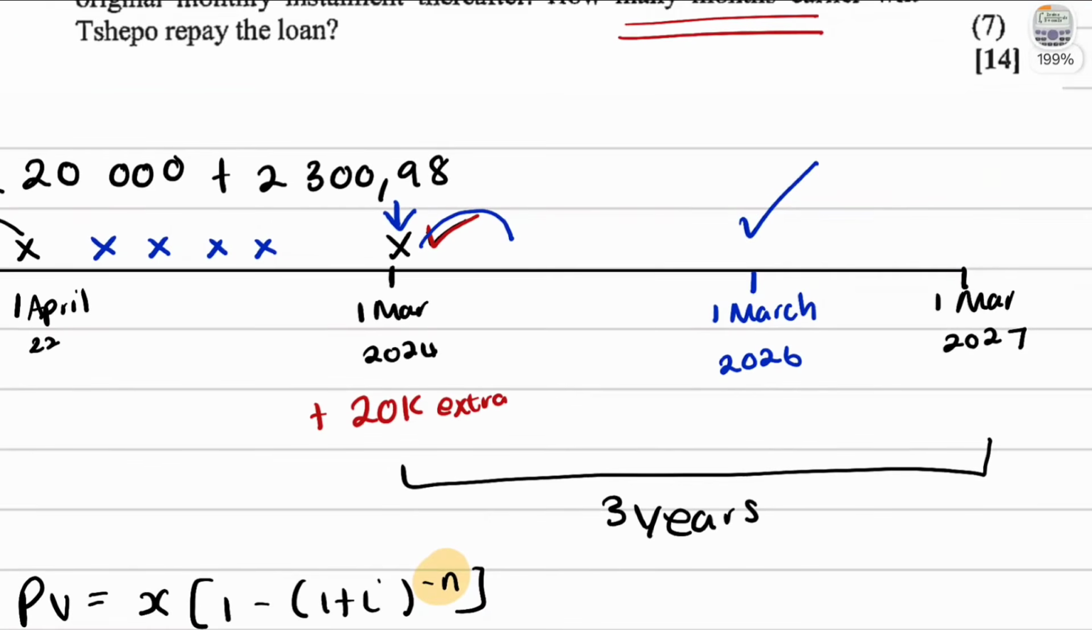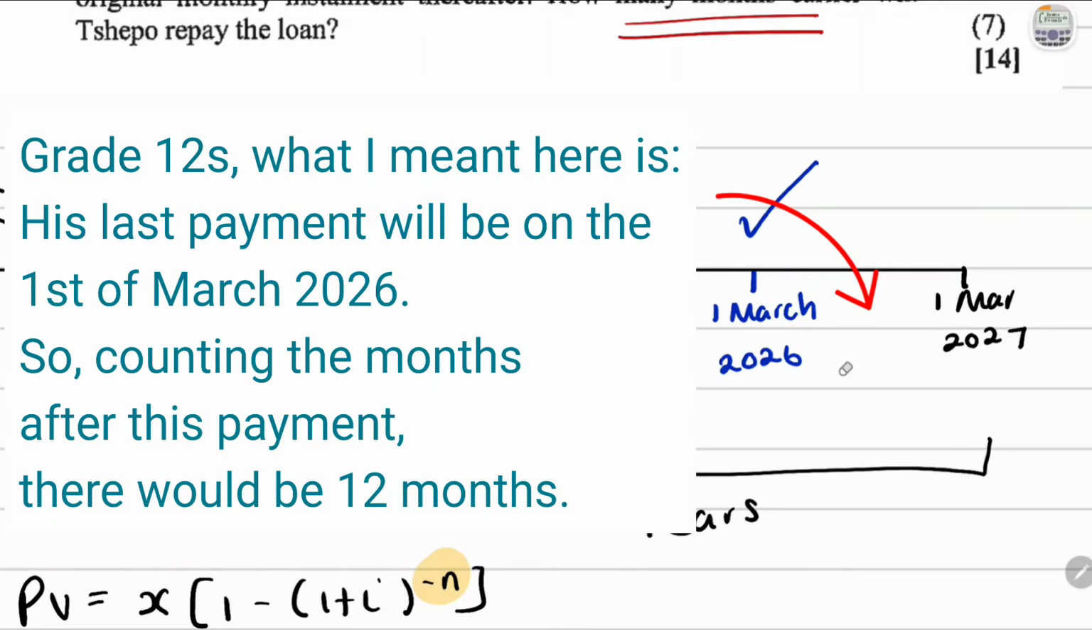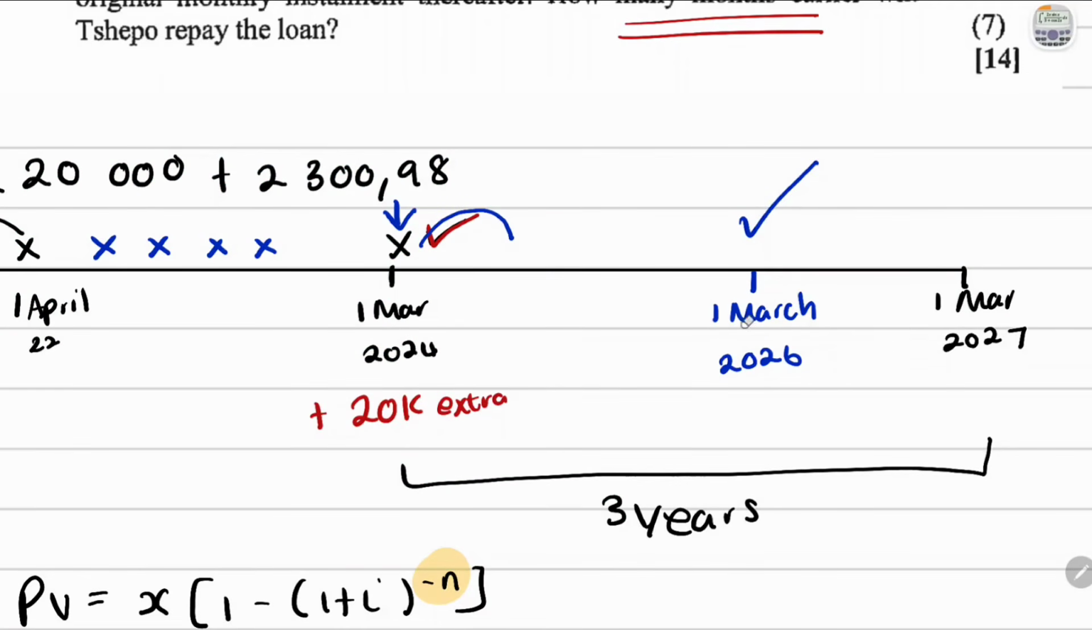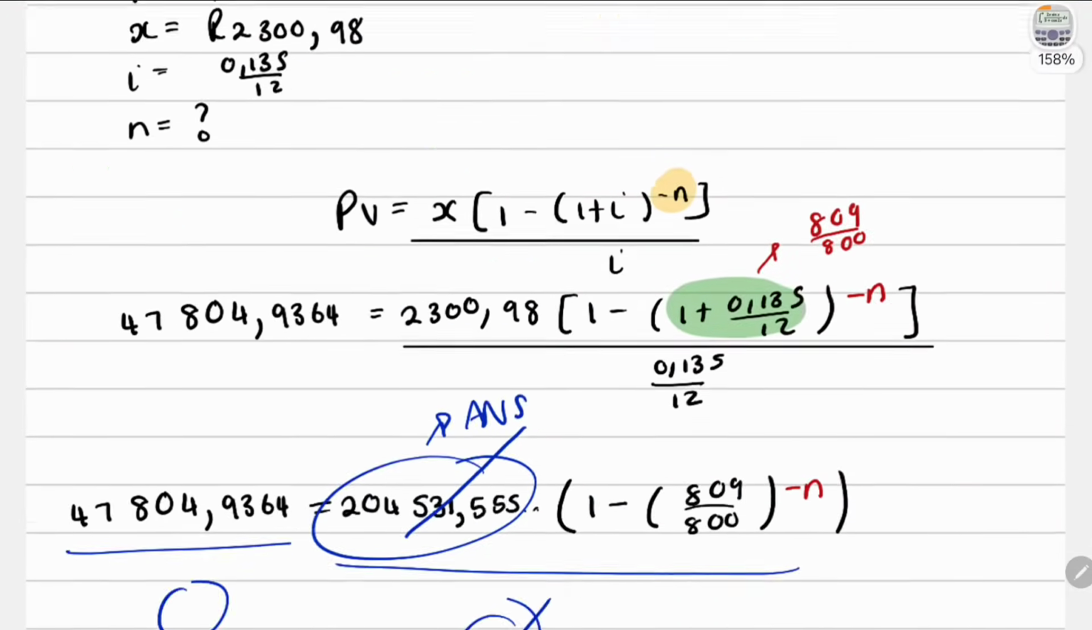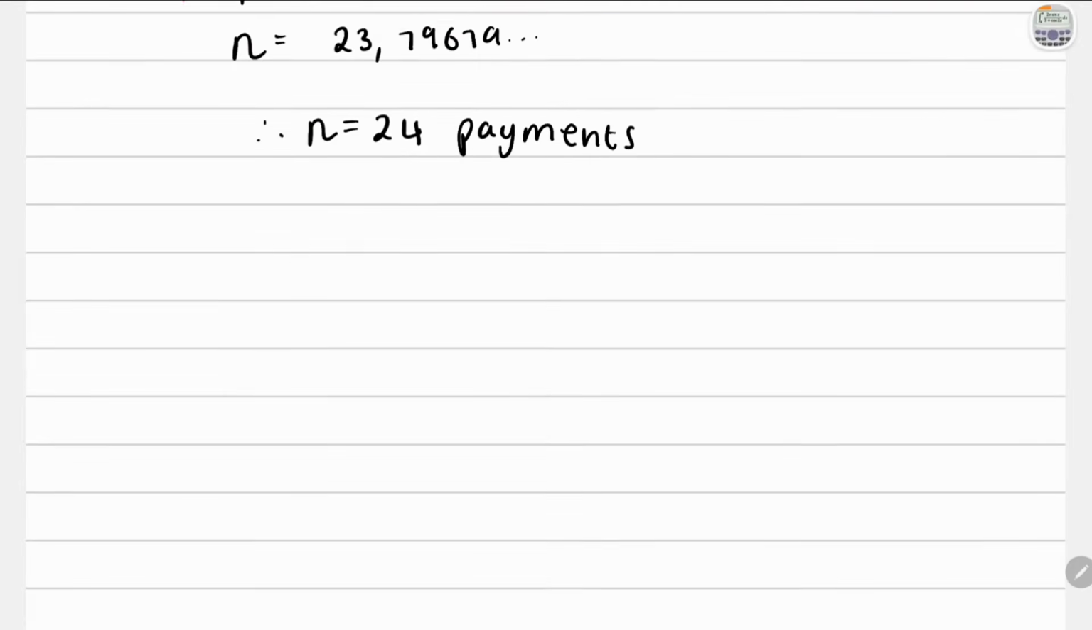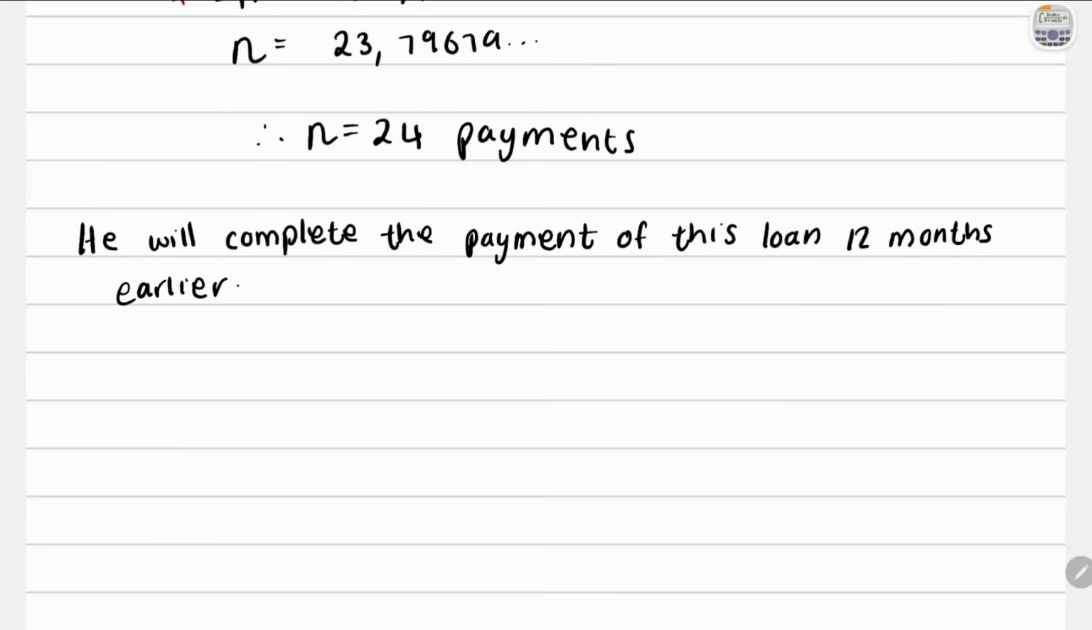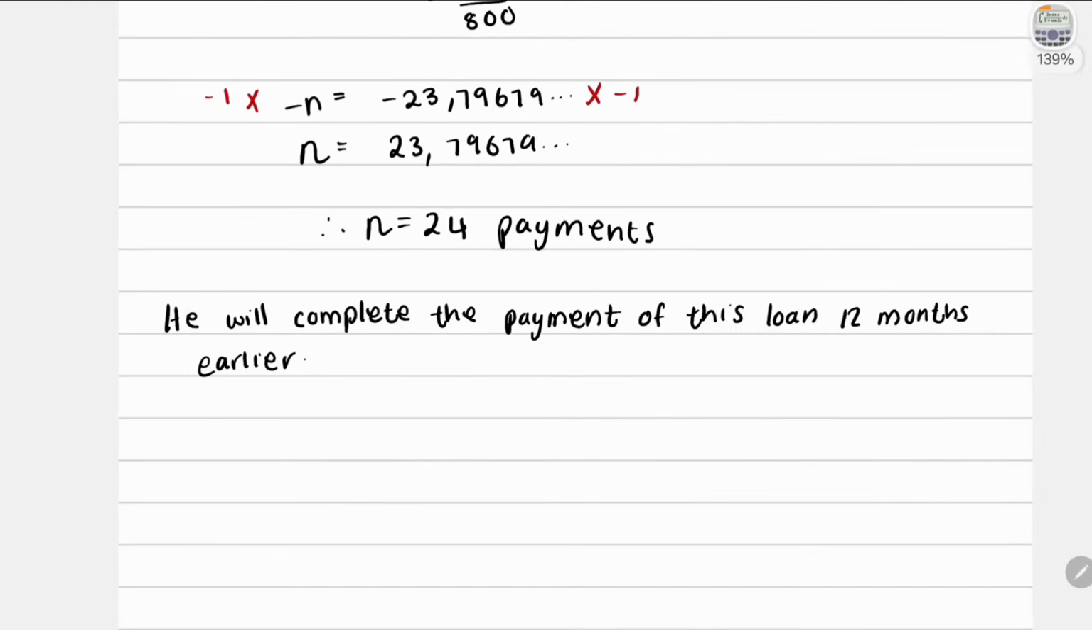So how early does he pay off this loan? You see that between the 1st of March 2026 and 2027, that is just 1 year, which is exactly 12 months. Okay, so there. He's going to pay this loan 12 months earlier. Okay, so that is the final answer.